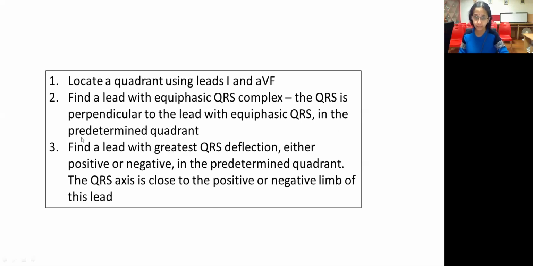And after that, the third point is you find the lead with the greatest QRS deflection, either positive or negative, in the predetermined quadrant, and then you know that your QRS axis is going to be close to the positive or the negative limb of the lead. If you do these 3 points, you will be able to define your QRS axis fairly accurately, not necessarily having to use your grid system for fine-tuning this.